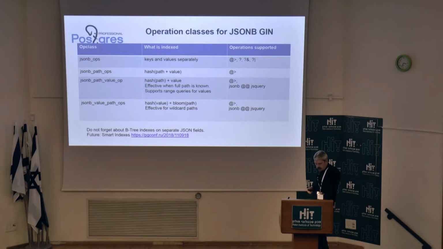And of course, JSONB is not always more effective than a simple functional B-tree index. It also still works. The future: the next step of extending the JSON indexing is the idea of smart indexes. Just see some presentation of that.